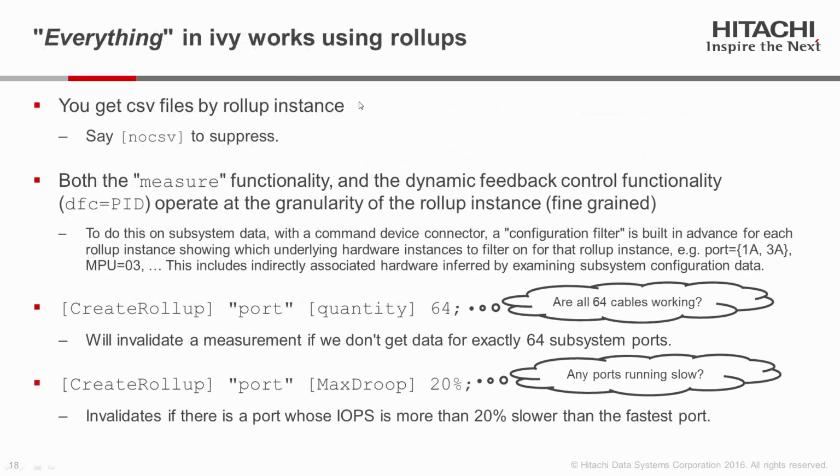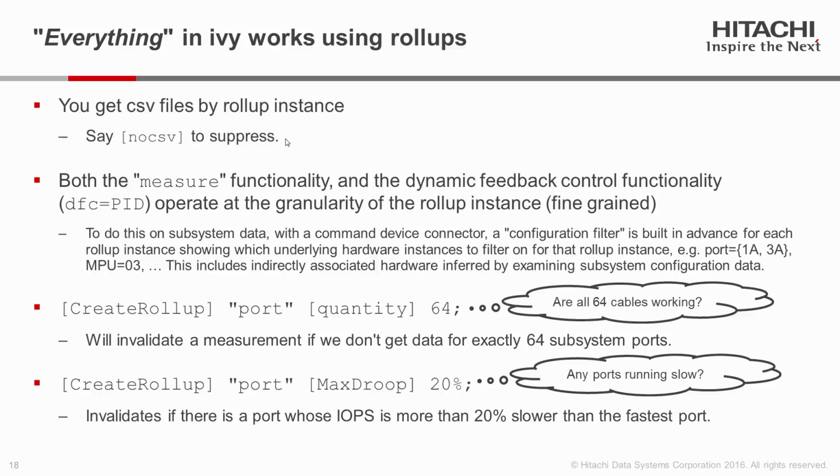Everything in Ivy works using rollups. First of all, you create a rollup in order to get CSV files sliced and diced by that thing. If you want a CSV file by parity group, or by port, or by LDEV, or by whatever, you create a rollup on that attribute, and then you'll get CSV files broken down that way.